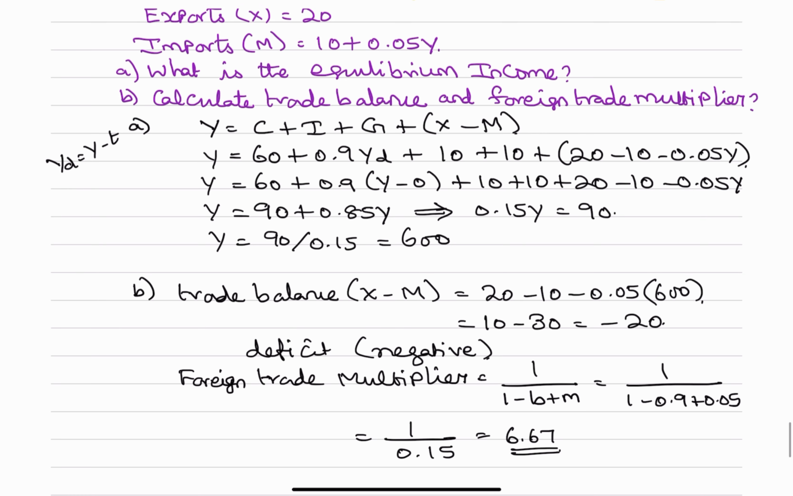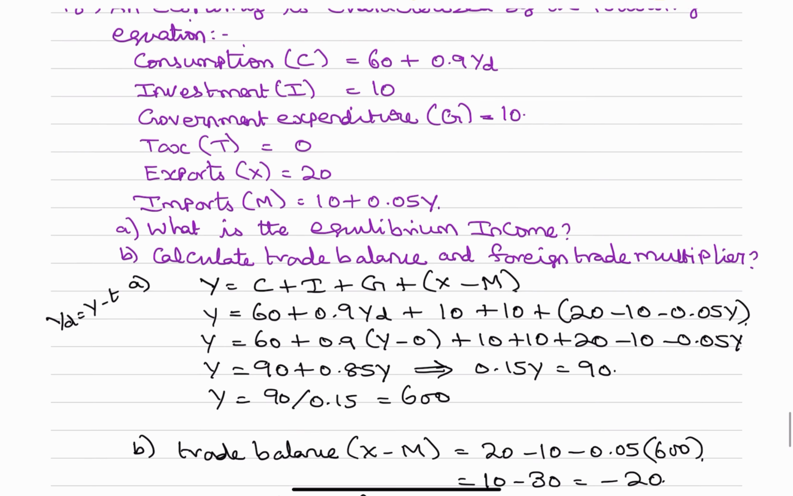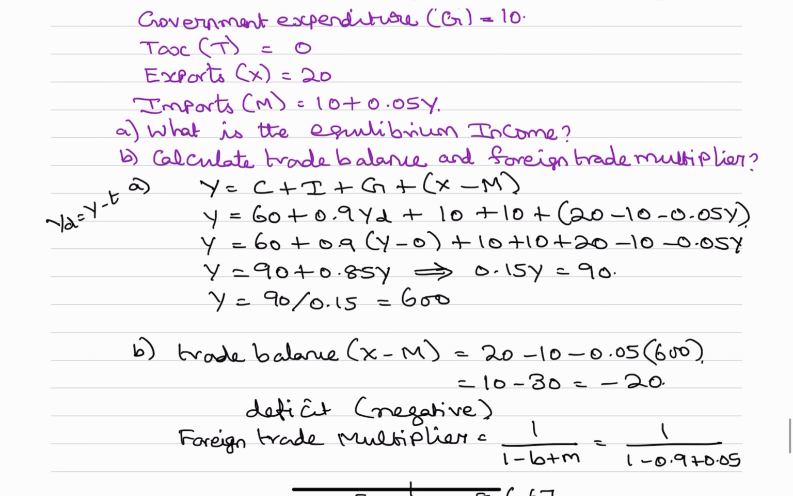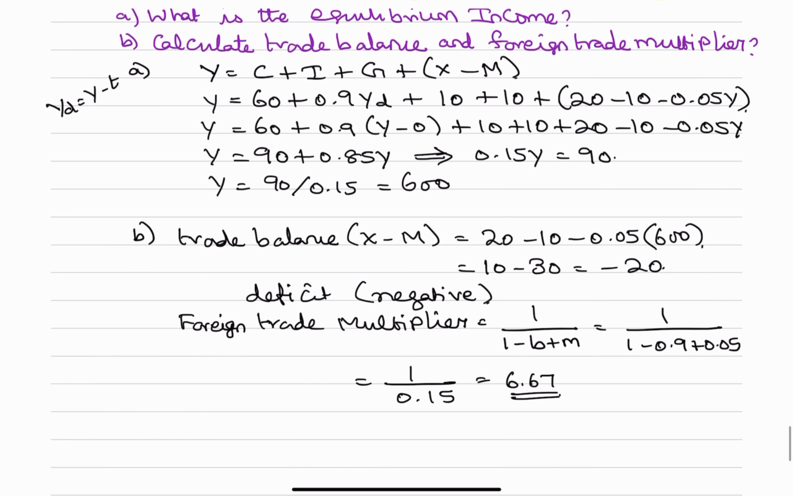Y is equal to C plus I plus G plus X minus M. Substituting the values for C, I, G, X and M, we have to simplify the value for the y. Y is equal to 600. That is, C is given as a function, 60 plus 0.9 yd. Investment value is directly given. Government expenditure value is directly given. X minus M, that is export and import. Import is given as a function. Yd is nothing but y minus t. Here t is 0, so we are substituting y minus 0. Simplifying, you get a value of 600 for the income.